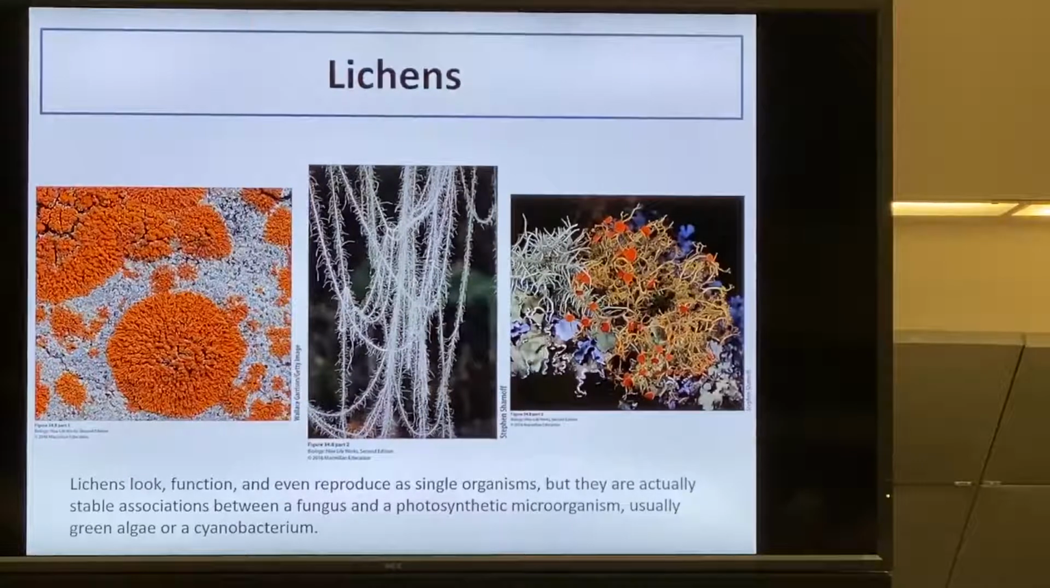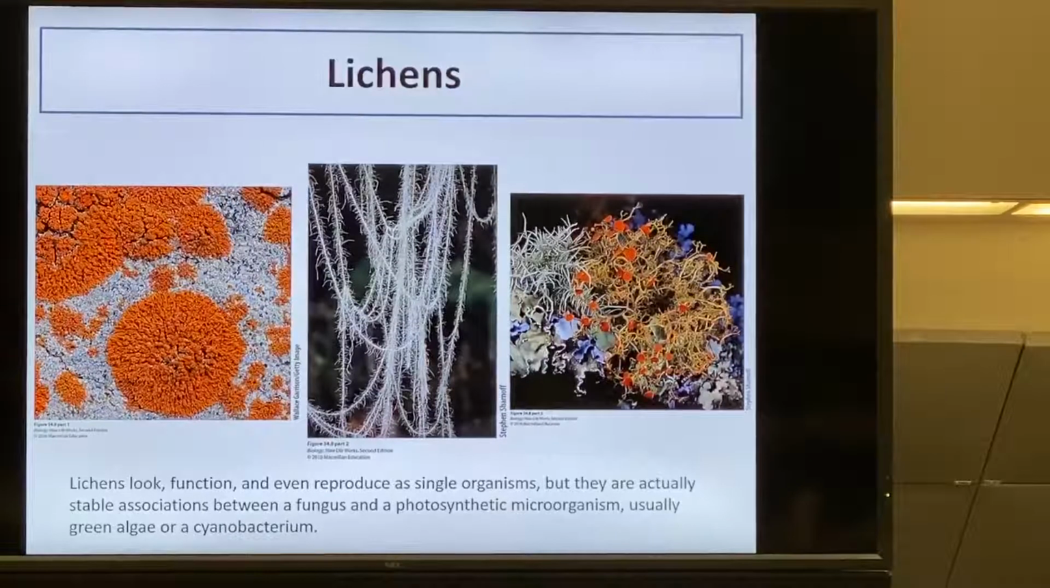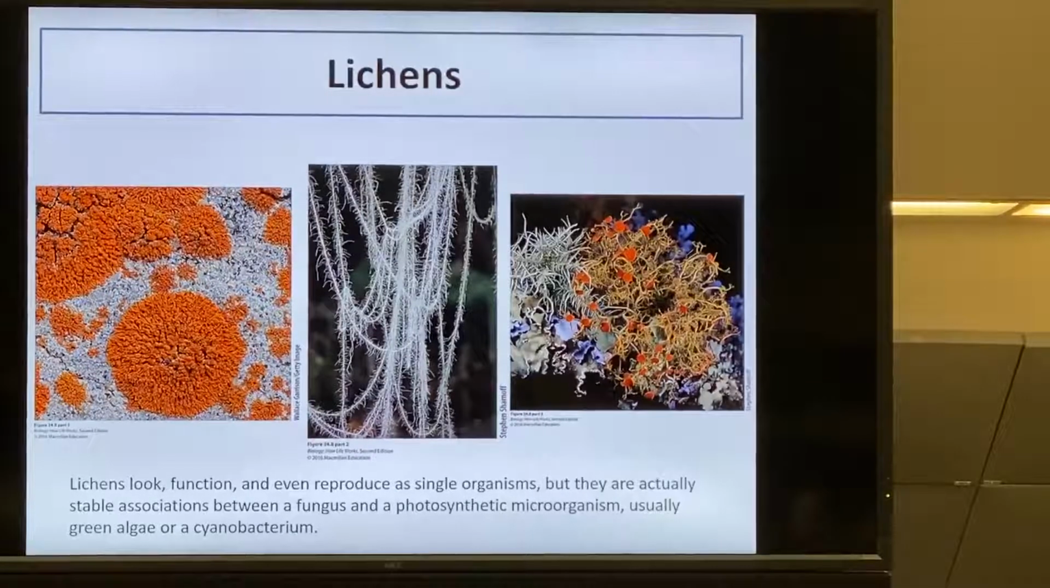This is my fave right here, lichen. If you have test questions on this, I will especially love them. Lichens are really interesting if you do a lot of hiking at some point, or maybe you live somewhere that's got relatively clean air, maybe. You may have seen lichens before. They look and function and even reproduce like single organisms. But these are associations between a fungus and a photosynthetic partner. Typically, this is a green algae or a cyanobacterium. Okay? Super important. They're very, very diverse too. You see all kinds of lichens.